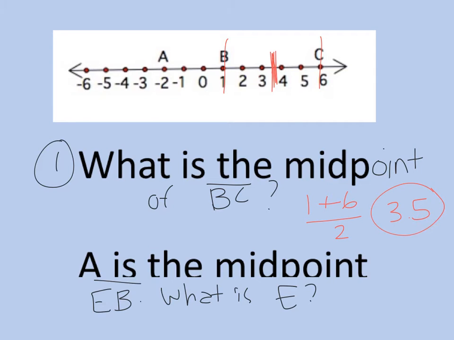The second question said, if A is the midpoint of EB, what is E? So AB needs to be half the distance between EA, so I need to go this way. How many units? Well, this one was 1, 2, 3, so I'm going to go back 1, 2, 3. So E must be at -5. It always helps for these to draw sketches too, if there's not one provided.